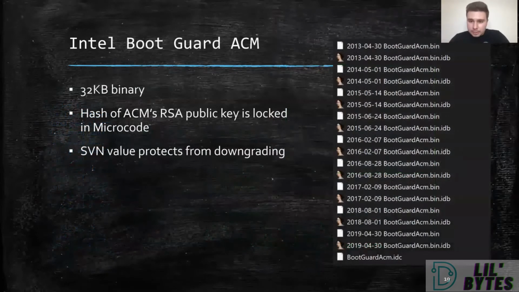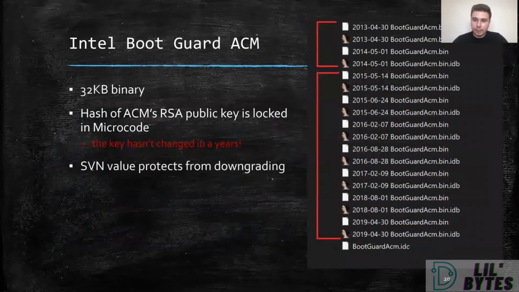What do we know at the moment? Intel BootGuard ACM is a 32 kilobyte binary. The hash of the RSA public key used to verify the signature is locked inside the microcode. This should protect from running older ACMs on newer CPUs. The security version number also should protect from downgrading the ACM. This is how it should work. And this is the reality.